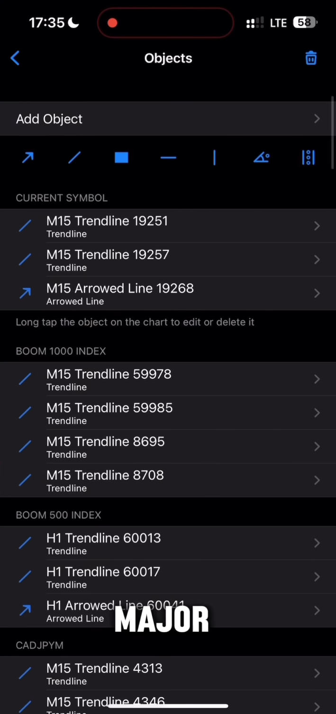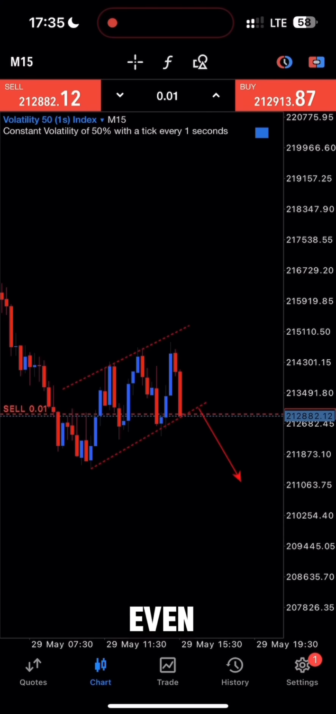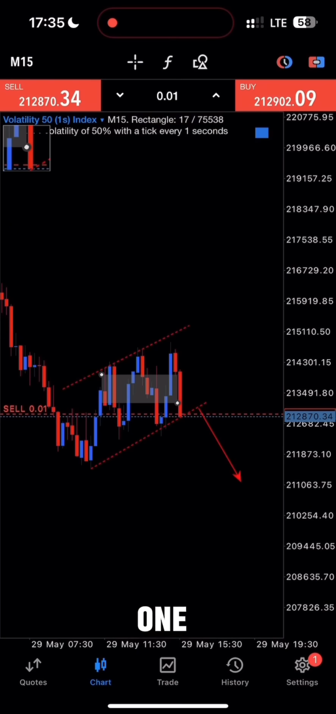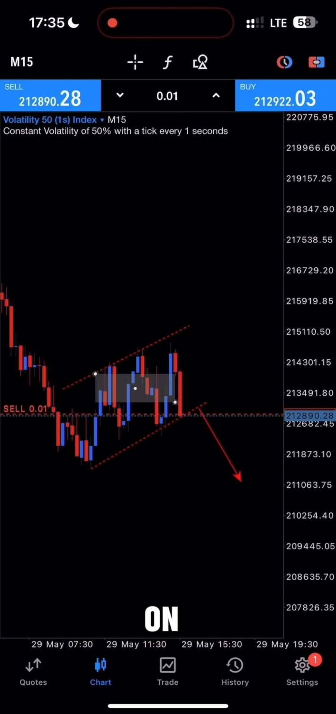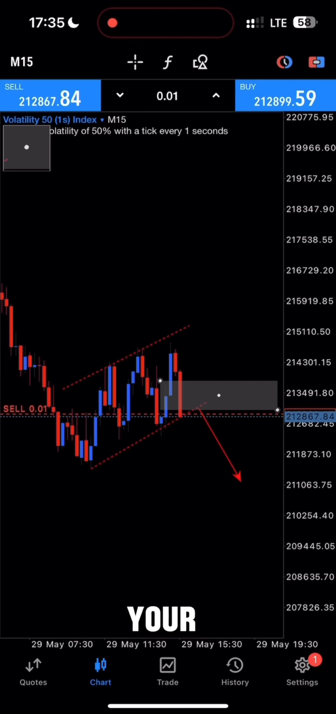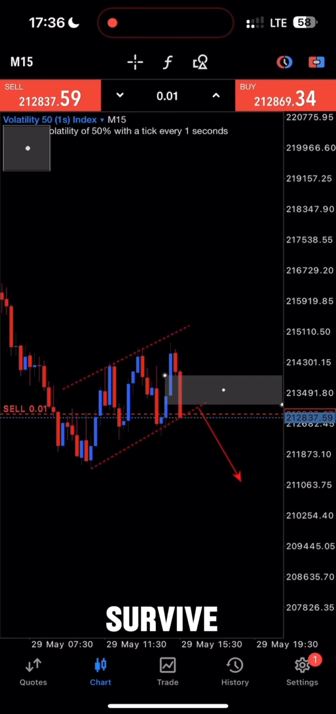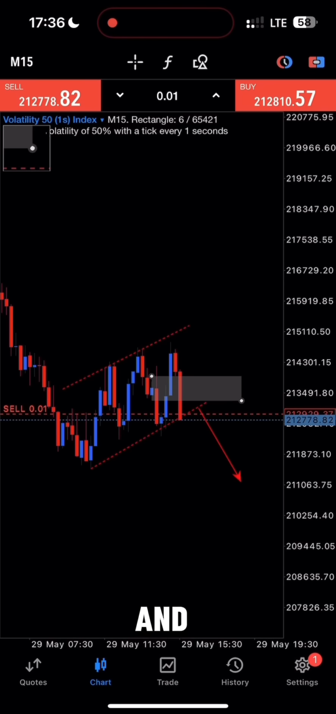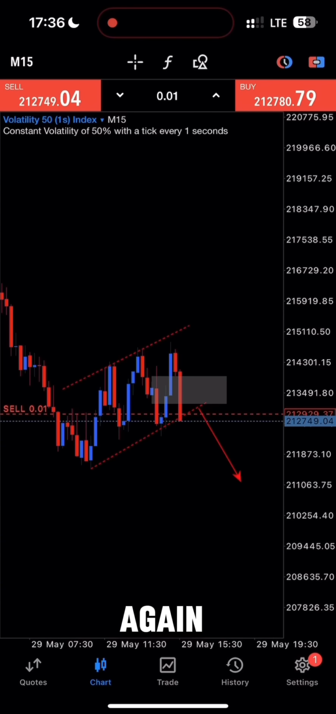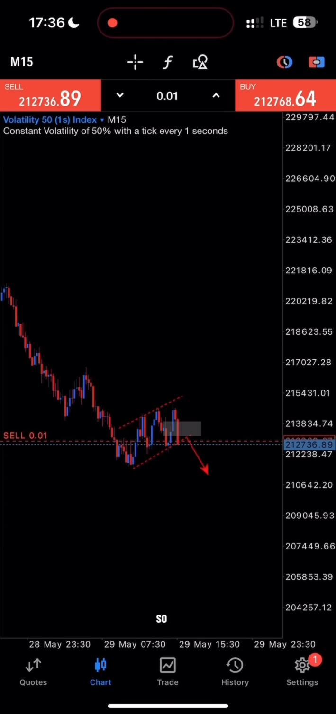There is a major distance that it can even reverse a bit. This is the one that I'm setting the gray area on. It can reverse a bit in that direction. So if your lot size is suitable within the retracement area, you can survive. But if it retraces and you have gone full again, you will blow.